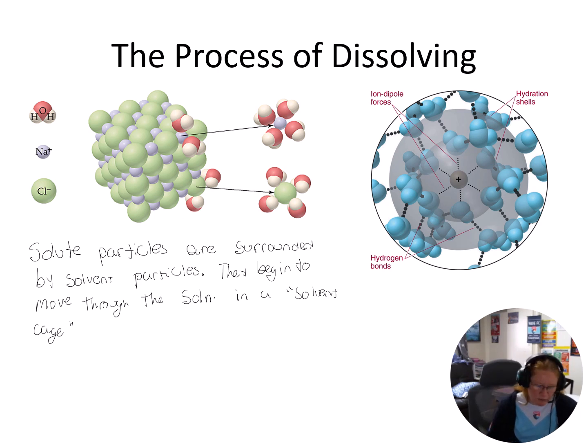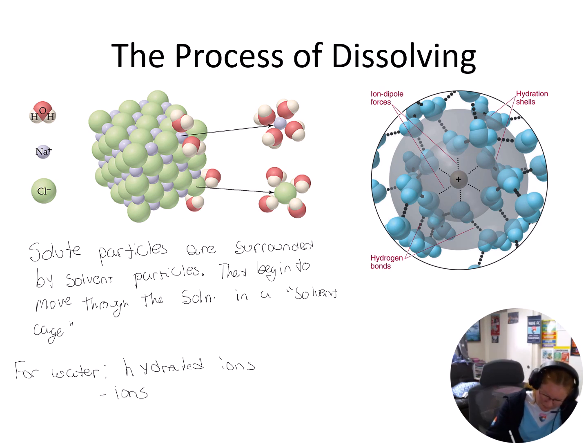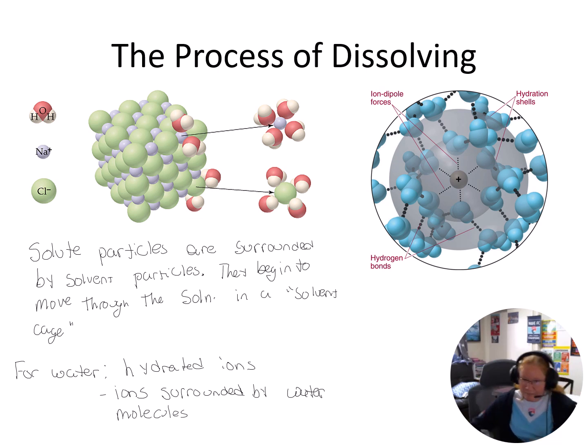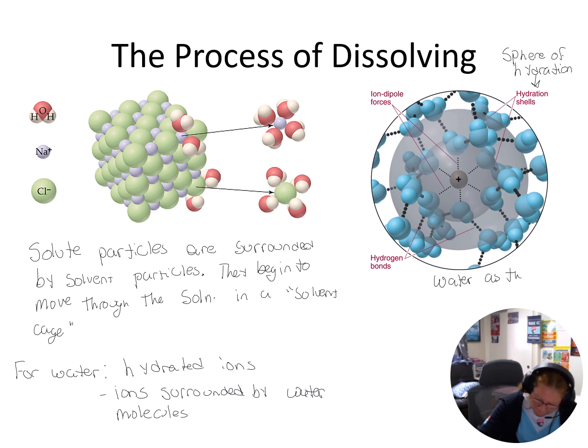If we are dealing with water, we have a term called a hydrated ion. So what are hydrated ions? Ions surrounded by water molecules. We also sometimes call this a sphere of hydration. You can see I've got this hydration shell up here, with water as the solvent.